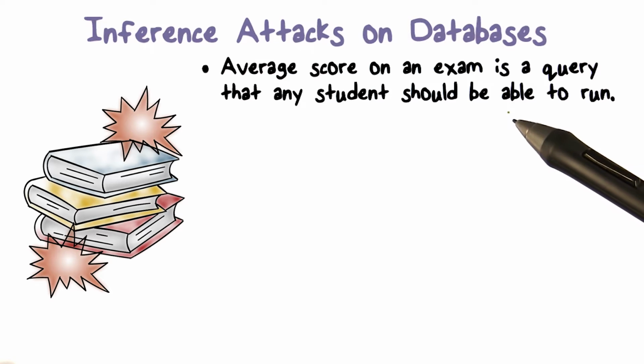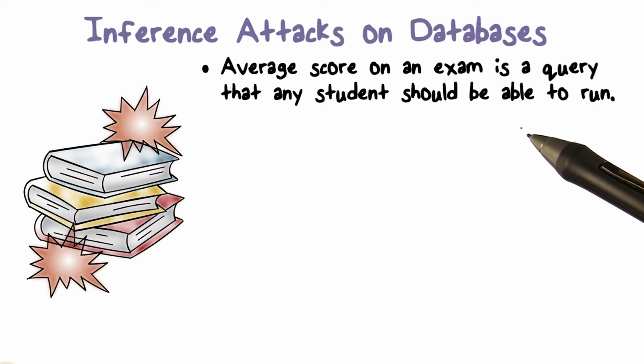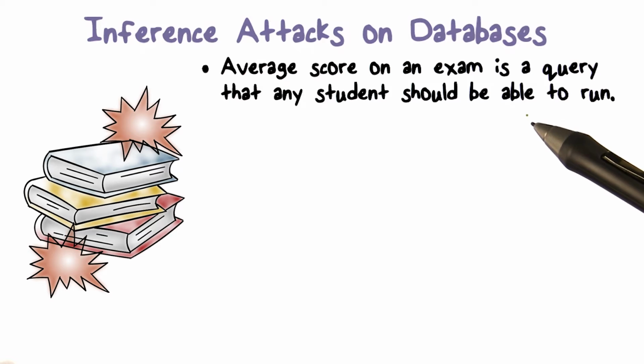And the average is basically that we take every student's grade, sum it up, and then divide it by the number of students. And that shouldn't tell us anything about a particular student. Remember, what you're not authorized to access is somebody else's grade. This is an authorized query, and our idea of an inference attack is that you're going to use a query like this to gain access to information that you normally are not allowed to see.